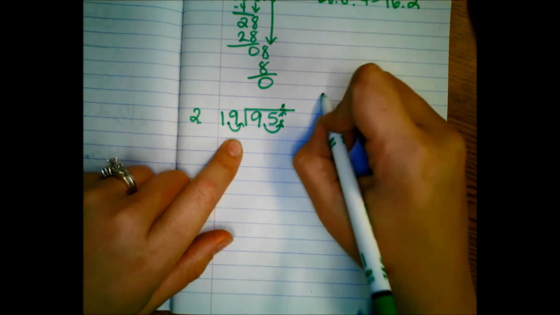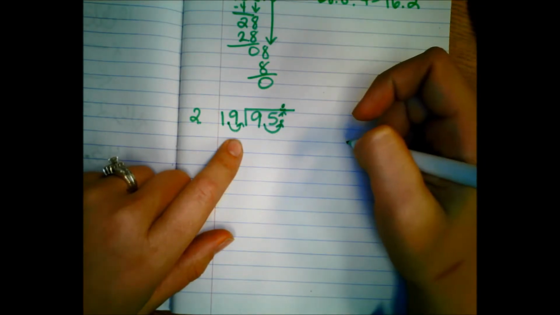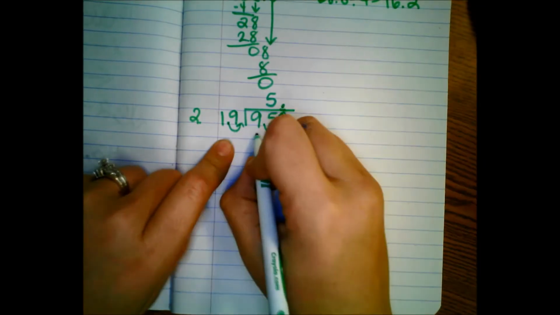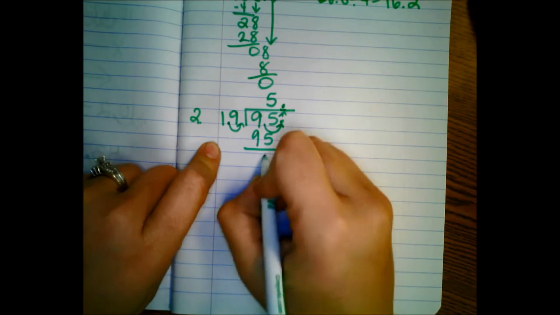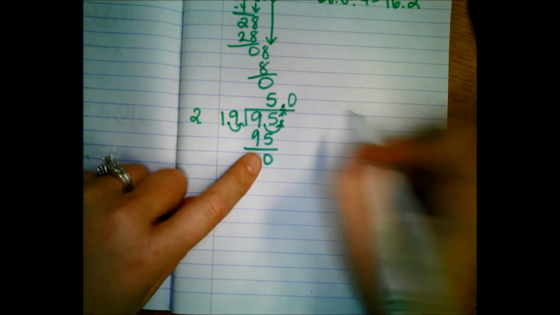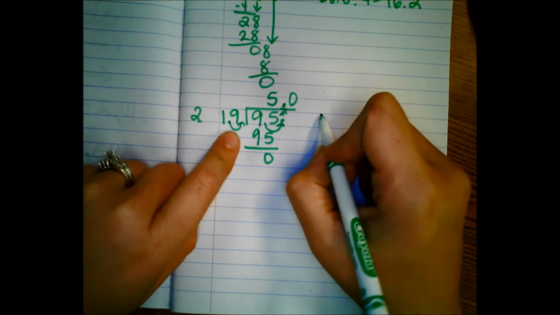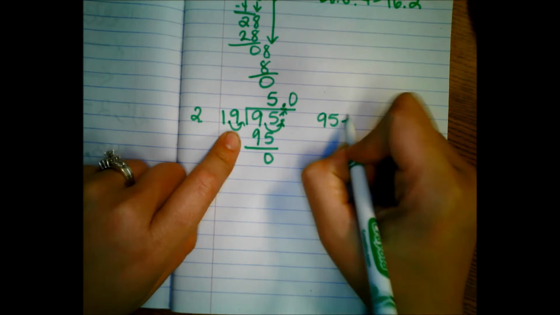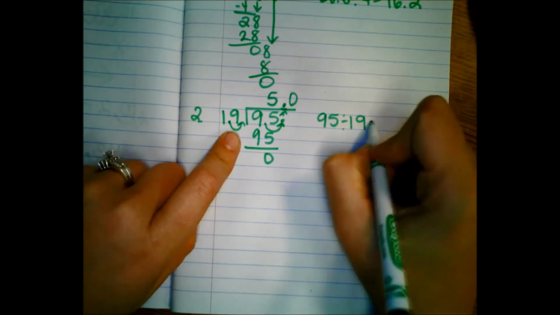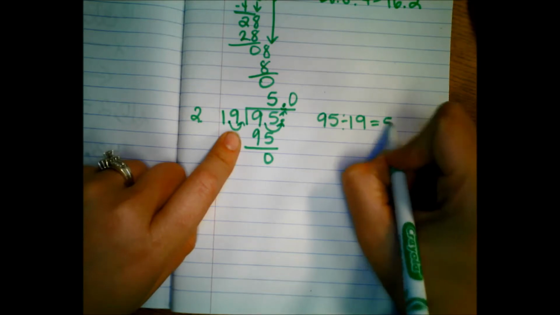Okay, and I tried 19 times 3 first, and that wasn't enough. So I did 19 times 5 and got 95. And that leaves me with nothing left over. So my quotient for this is actually only 5. I attached a 0 there after. But if you were to write the quotient, it's just 5.